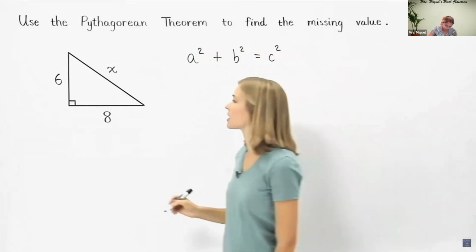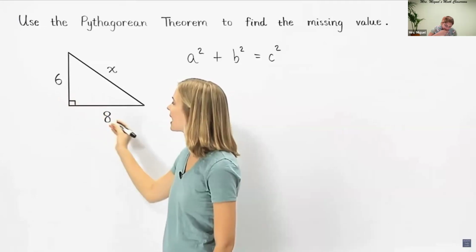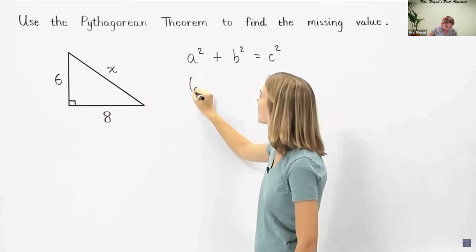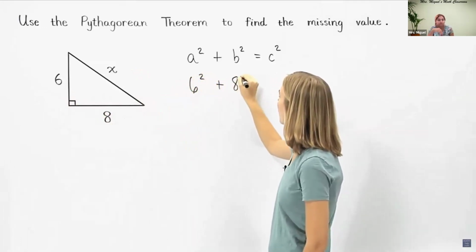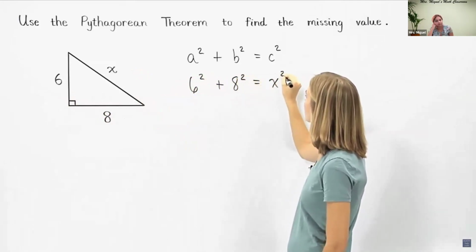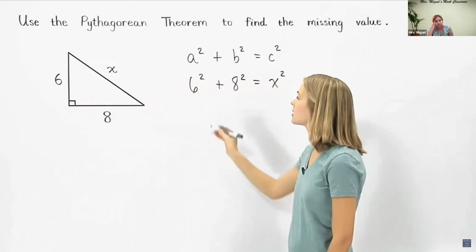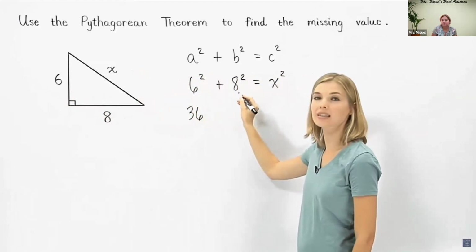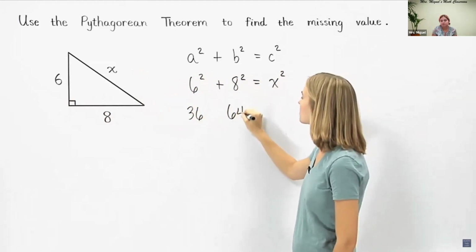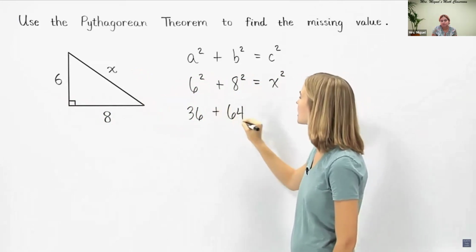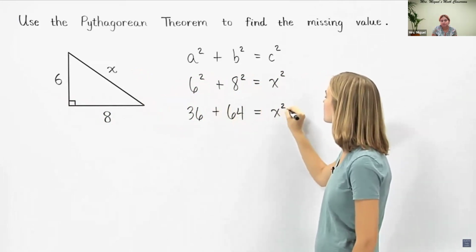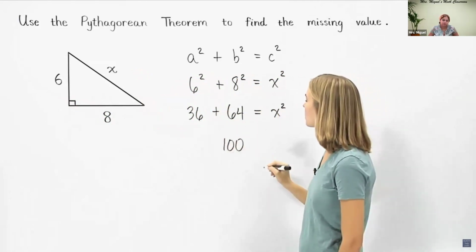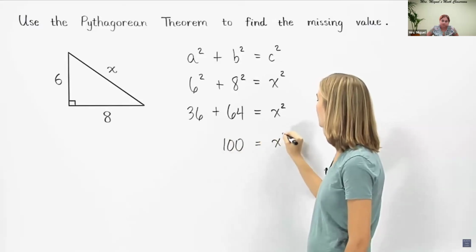So here, since the legs of the right triangle have lengths 6 and 8, and the hypotenuse has a length of x, we can set up the equation 6 squared plus 8 squared equals x squared. Simplifying from here, 6 squared is 6 times 6, or 36, and 8 squared is 8 times 8, or 64. So we have 36 plus 64 equals x squared. Next, 36 plus 64 is 100, and we have 100 equals x squared.